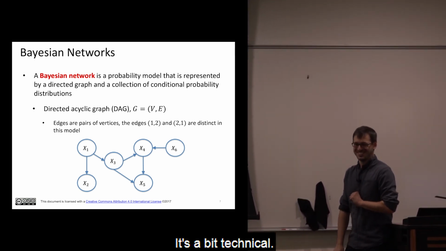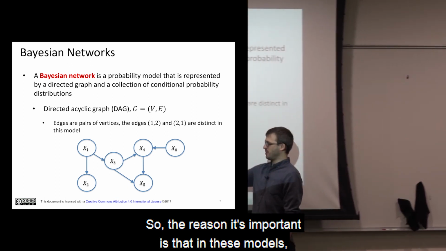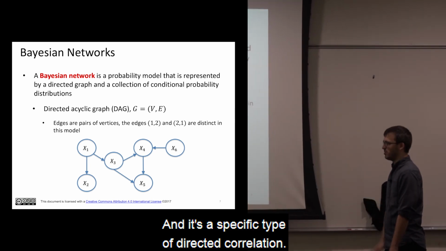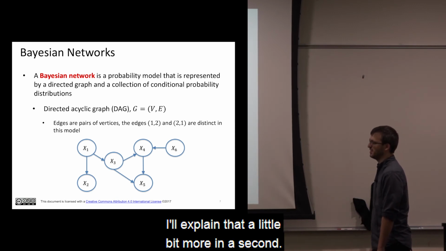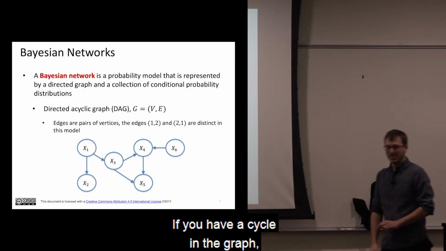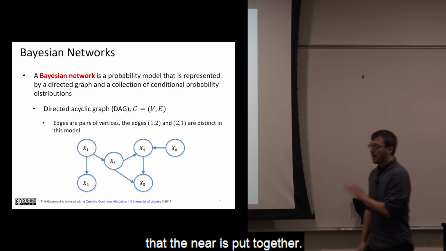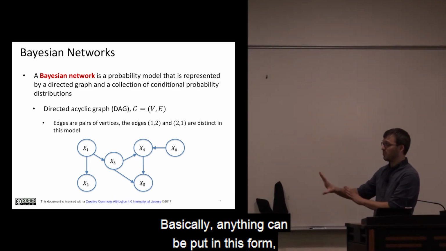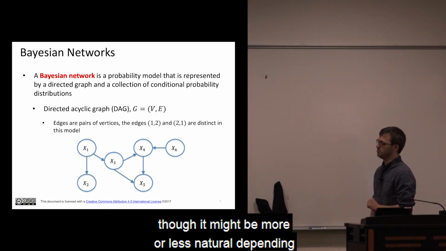That's a bit technical. The reason it's important is that in these models, these edges denote correlation, and it's a specific type of directed correlation. I'll explain that a little bit more in a second. If you have a cycle in the graph, it introduces a weird dependency that can't be resolved in the way that the theory is put together. Again, that doesn't reduce the generality of the approach. Basically, anything can be put in this form, though it might be more or less natural depending on the application.